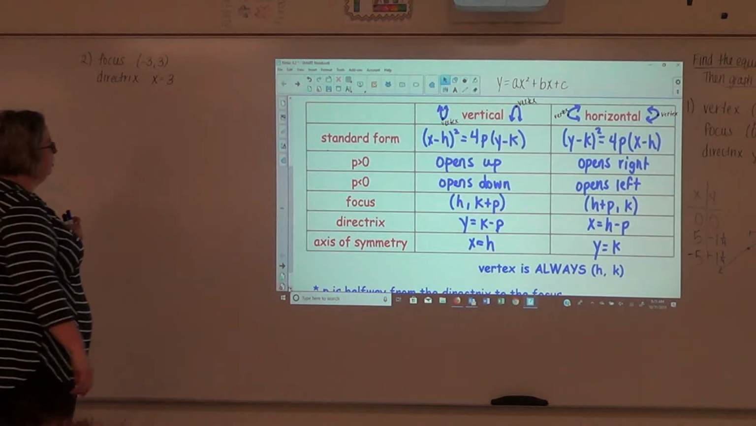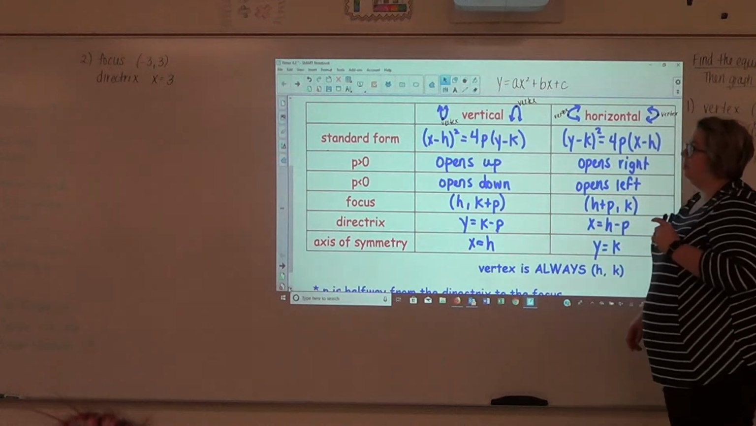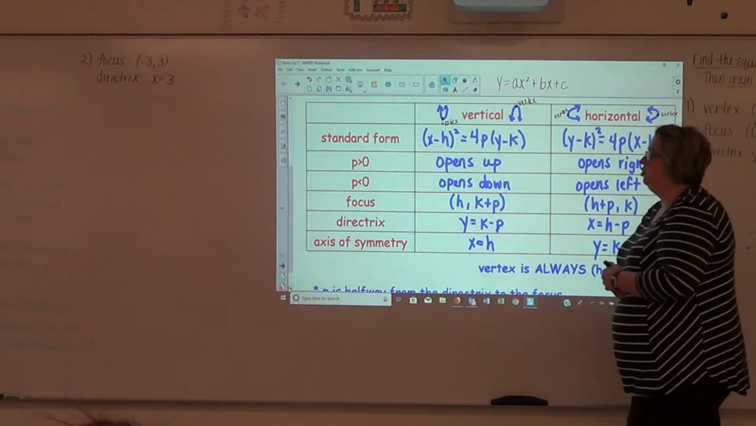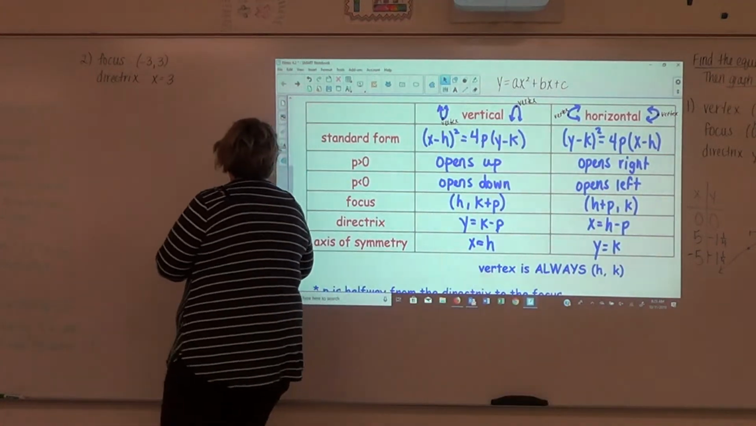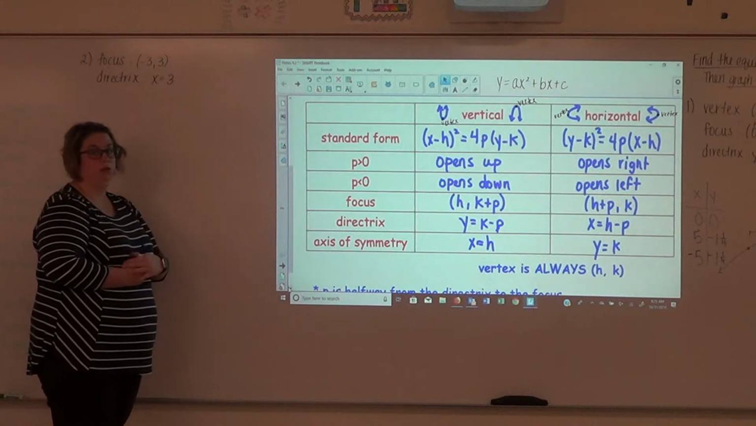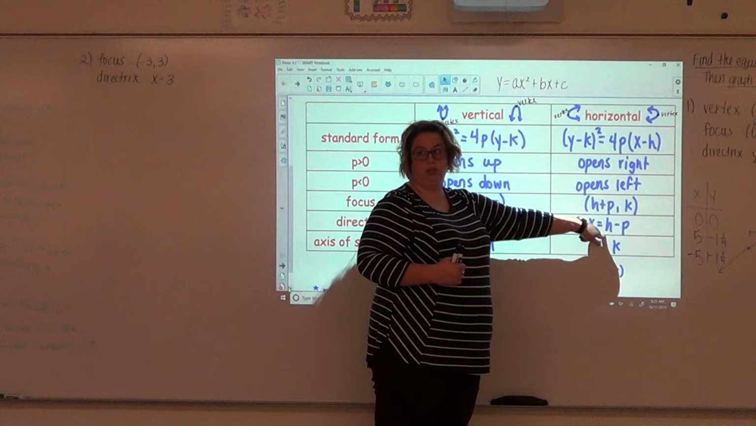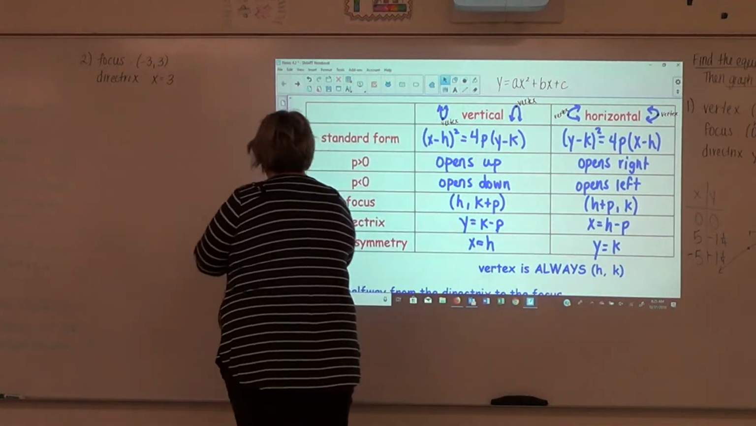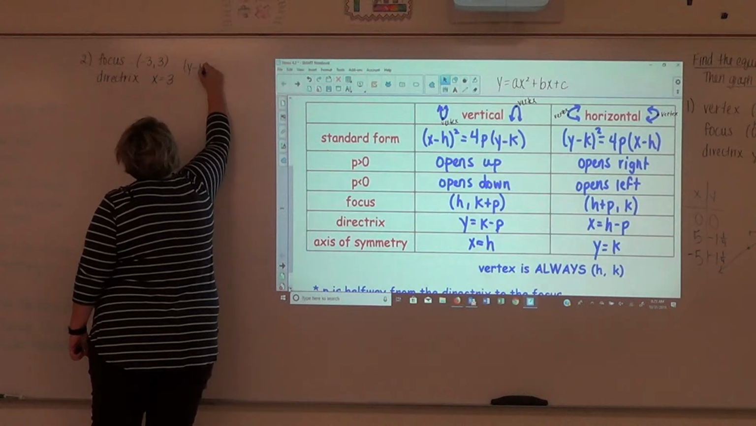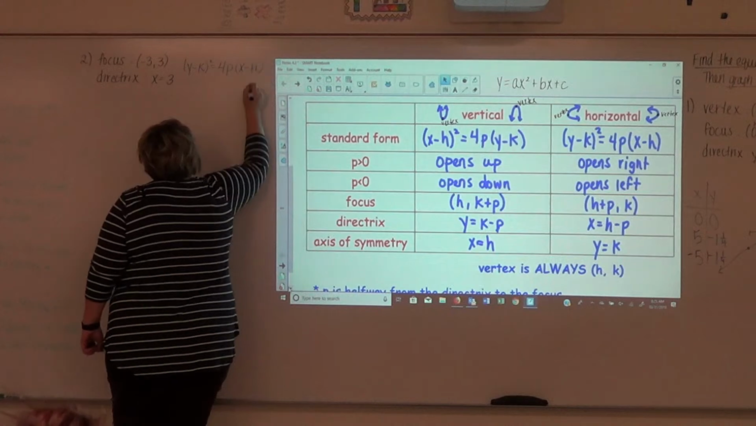Okay, we'll do same directions for number 2. So this time I'm not giving the vertex, I'm giving the focus and the directrix. So if I just look at the directrix, which column would I be in, the vertical or the horizontal? Horizontal, right? Because if I look at my directrix, it's x equals. So I know that my equation is going to look like y minus k squared is 4p times x minus h.